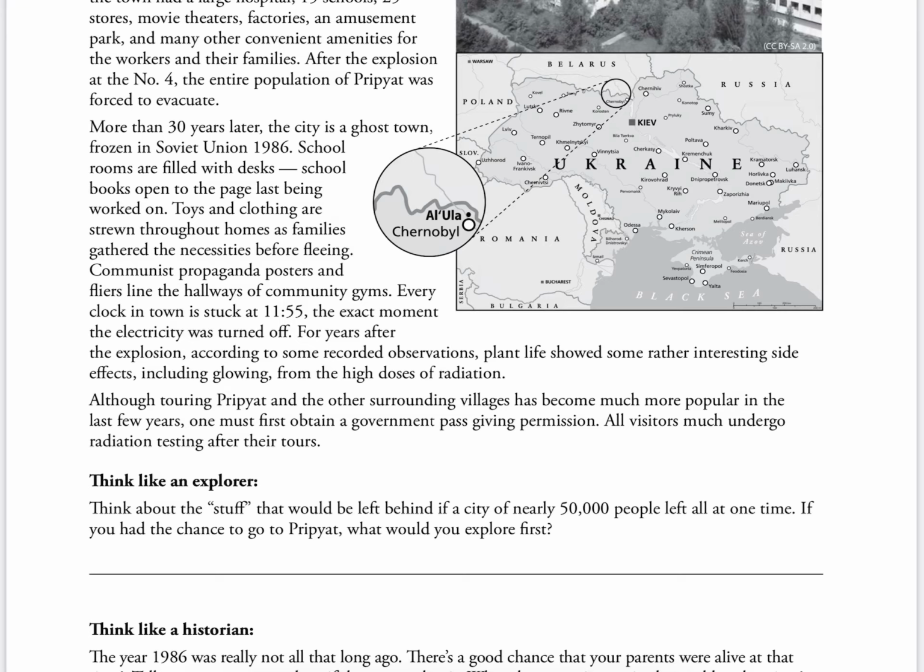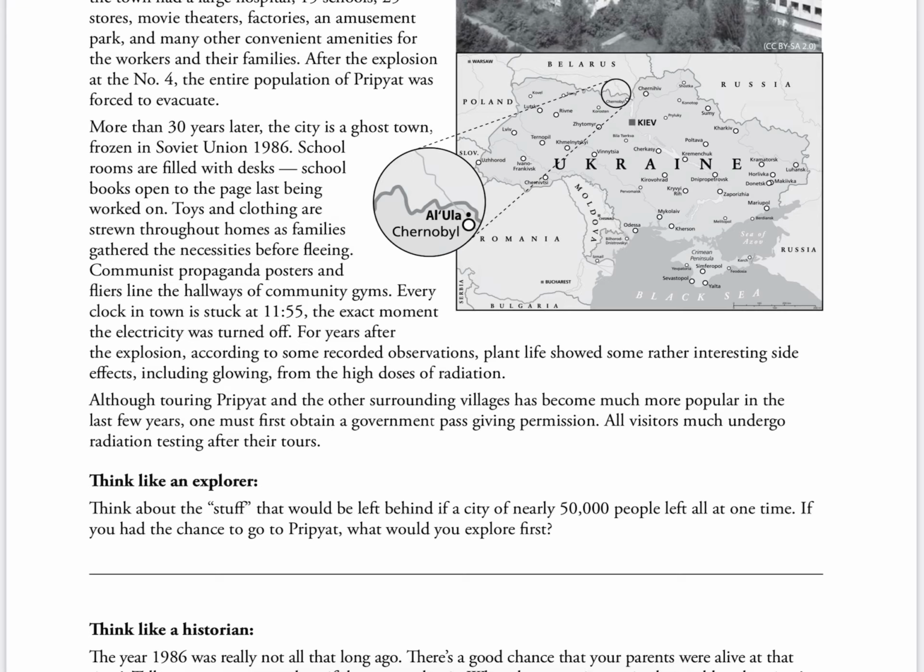But communist propaganda posters and flyers line the hallways at community gyms, and every clock in the town is stuck at 11:55. That's the exact moment the electricity was turned off. And so the clock hasn't moved at all since then. For years after the explosion, according to some observations, plant life showed some rather interesting side effects, including glowing from the high doses of radiation.